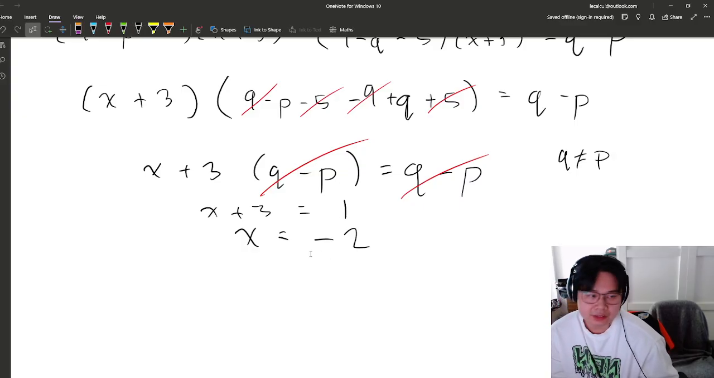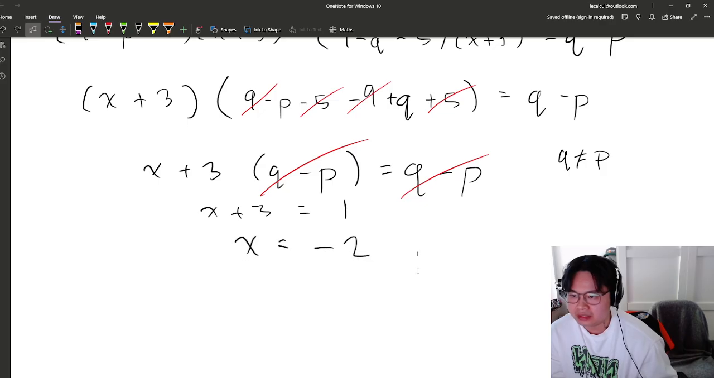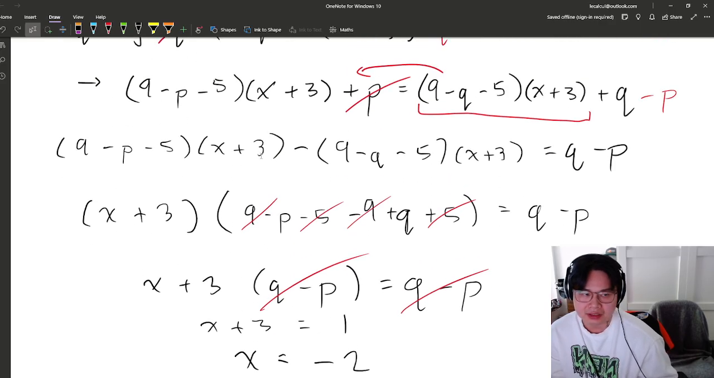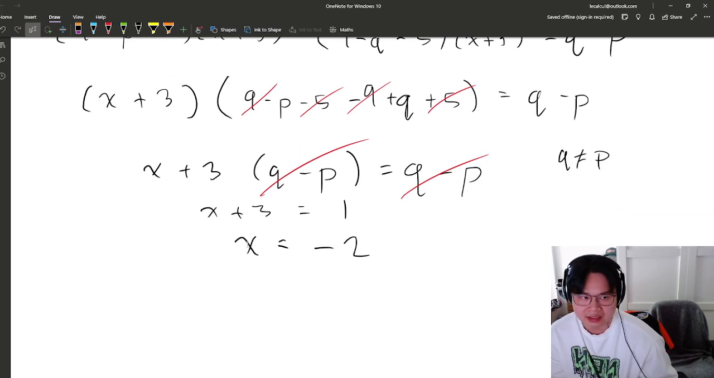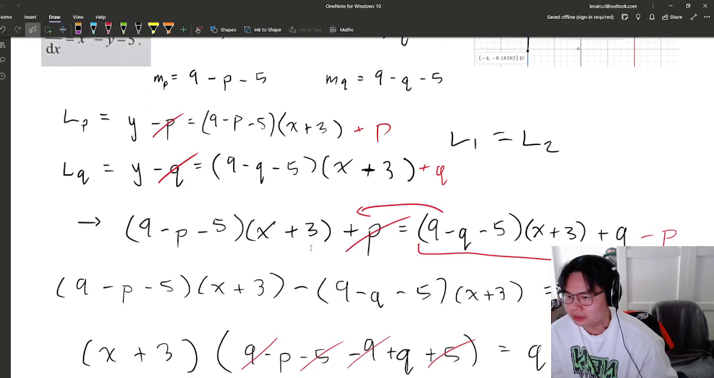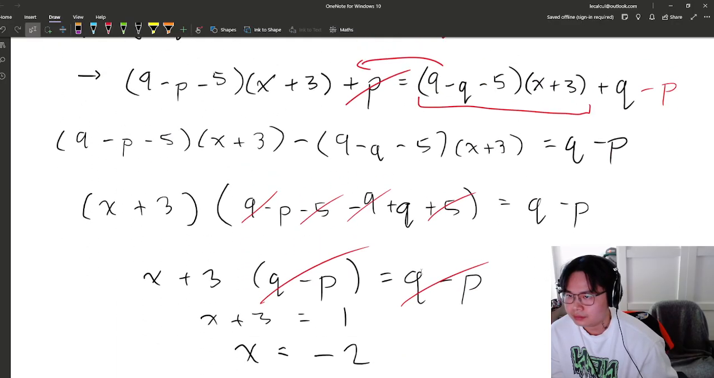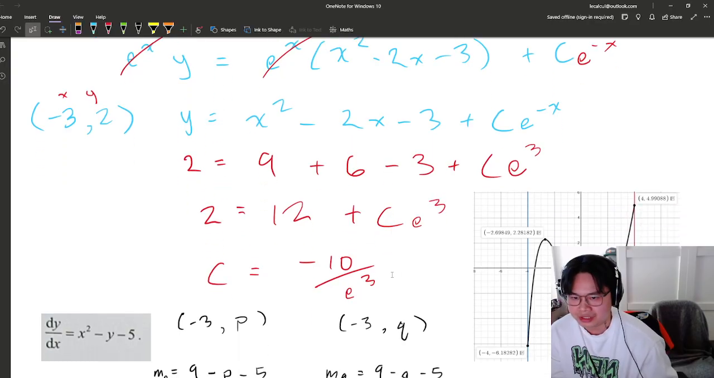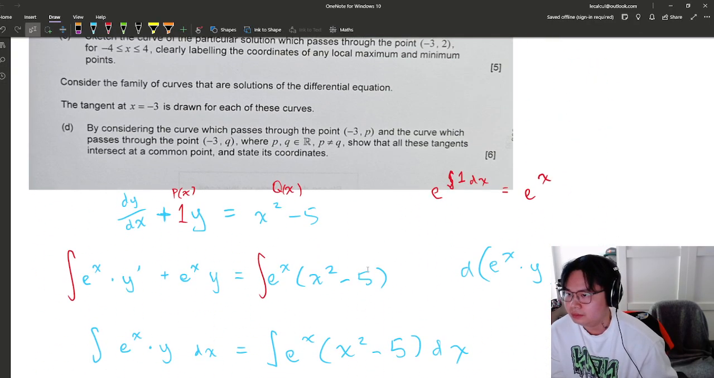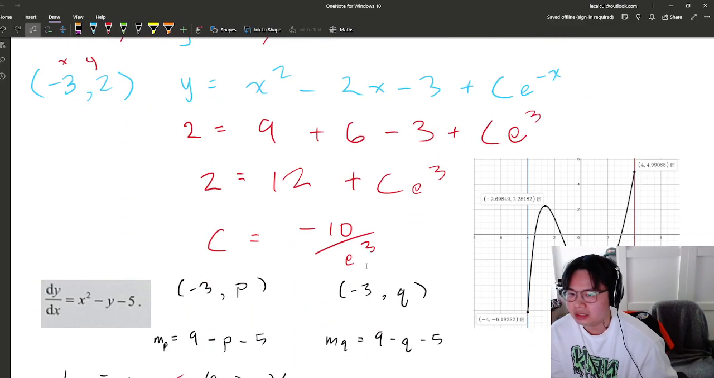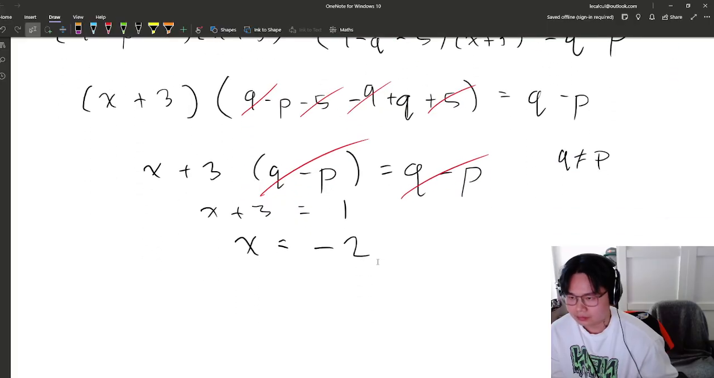If x is -2, now we just need to find the coordinate of y. This is my only solution for these two generic lines, so they only intersect at this one common point. Then I need to find the y value. How do I find the y value? I can take any equation, right? That's what it says, any equation. So I'm gonna take this one. Okay, let's get y.